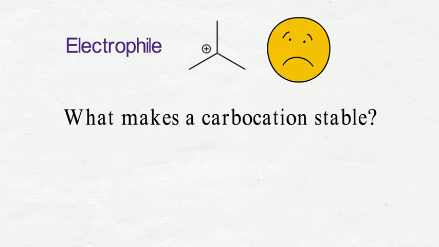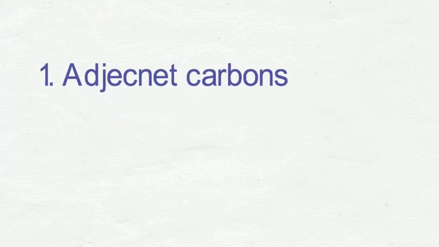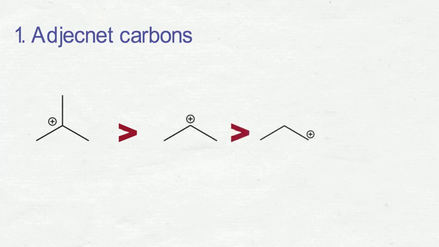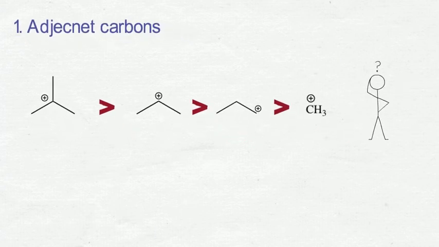The first contributing factor to carbocation stability is the presence of adjacent carbons. The more carbons are present adjacent to the carbocation, the more stable it is. Thus, a tertiary carbocation is more stable than a secondary one, and a secondary carbocation is more stable than a primary one. But why is that?